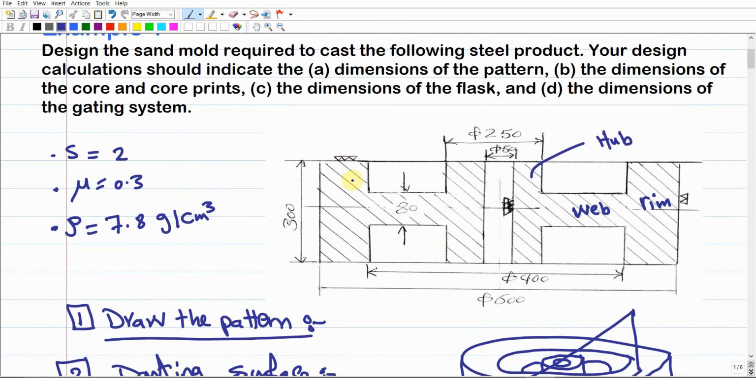As you can see, there are some small triangular symbols here. What are these symbols? These symbols indicate that this surface should be machined. This surface should be machined. This surface should be machined. What does machining mean?